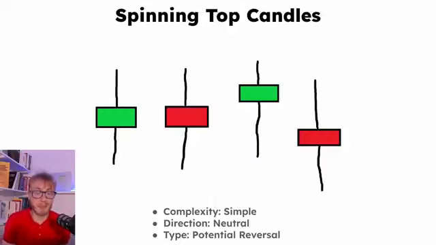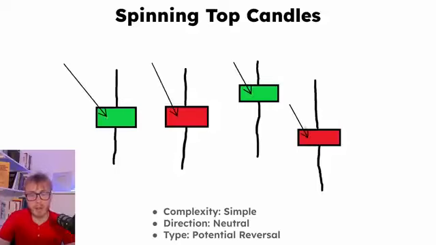Alright, so last but definitely not least, let's also take a look here at the spinning top candles. And the spinning top candle is very similar to the doji, but the difference here is that for the spinning top candle, we allow for larger real bodies. So you can see that all of these 4 examples are examples of spinning top candles, and here compared to the doji candle we have larger real bodies.